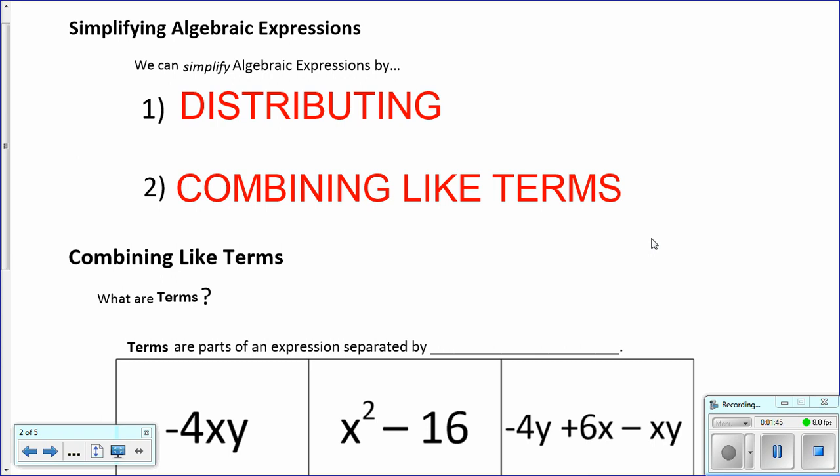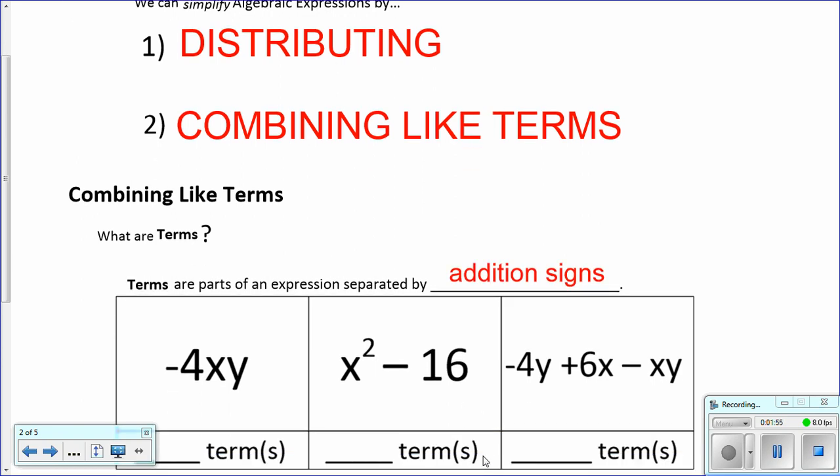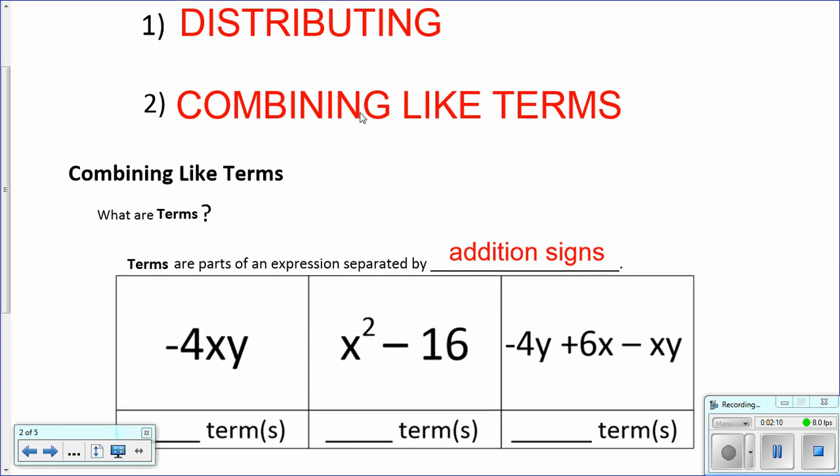Combining like terms. Well, what are terms? You need to know what terms are before you can combine the ones that are alike. So terms are parts of an expression separated by addition signs. Not just subtraction signs, addition signs. Because when you subtract, you're really just adding the negative of that number. So, let's look at some examples.